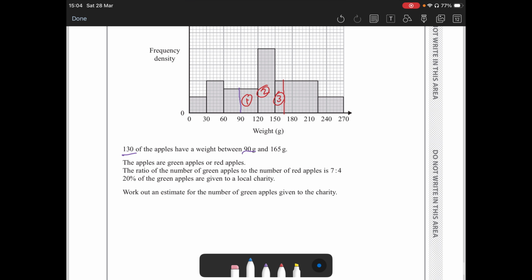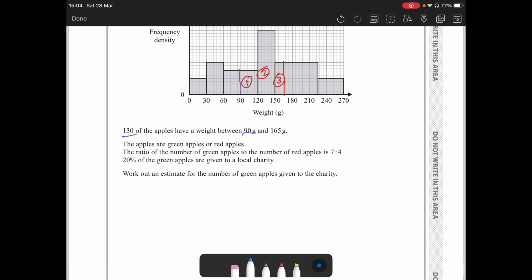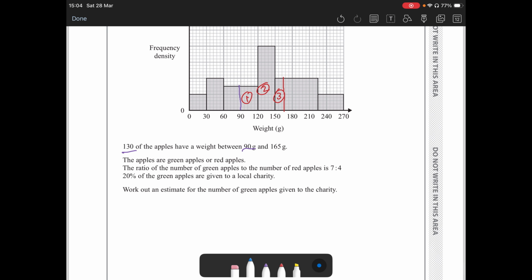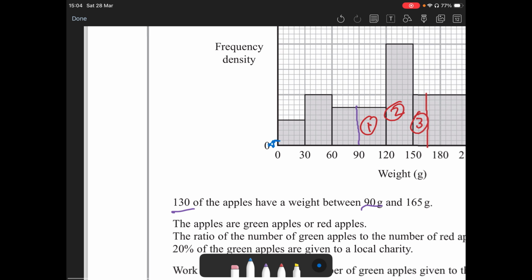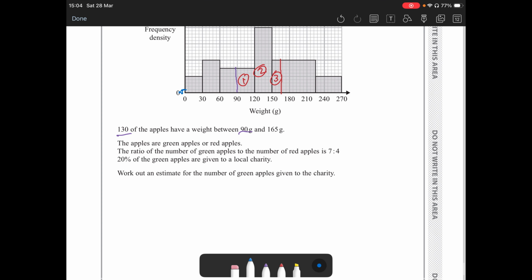Now with histograms, we know the area is the frequency, 130. So we'll call each little box X. If you want to zoom in, this little height here, I'll call X because I don't know what the scaling is. Let's just call it X for now.